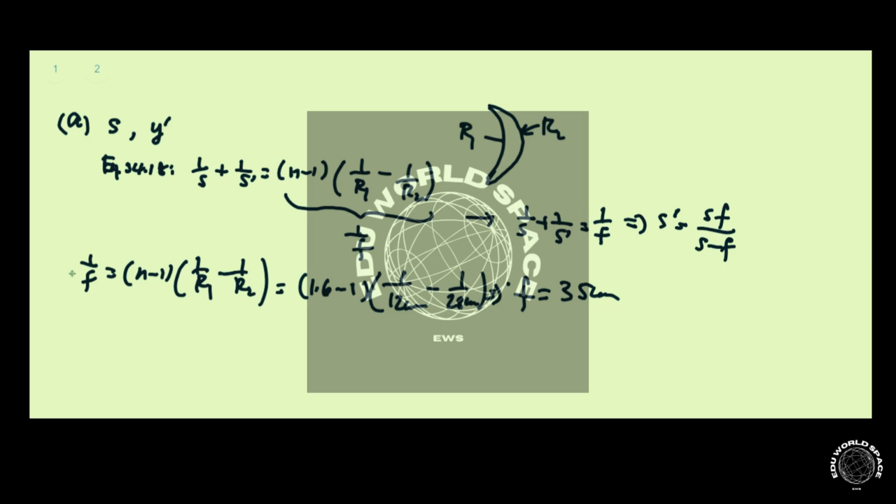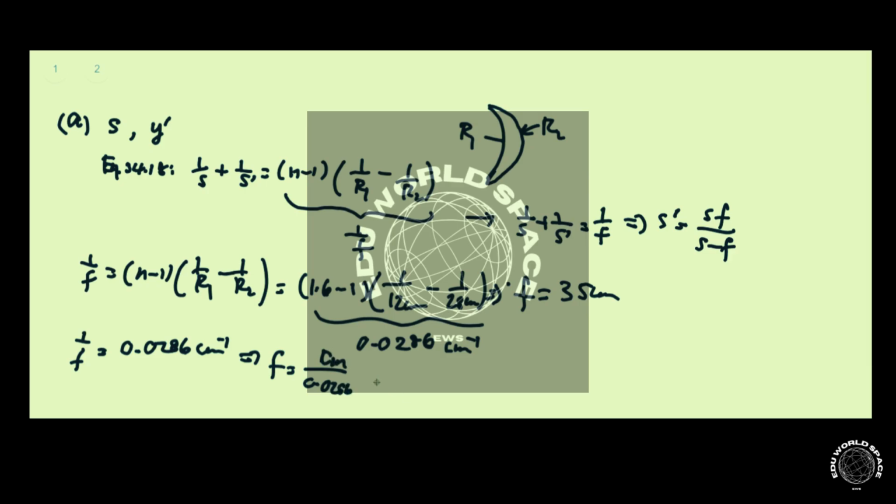You'll get 1 over F is equal to 0.0286 inverse centimeters, and then you invert this. So 1 over F is equal to 0.0286, so then F is 1 over 0.0286 with centimeters on top, and that's the 35 centimeters, like so.